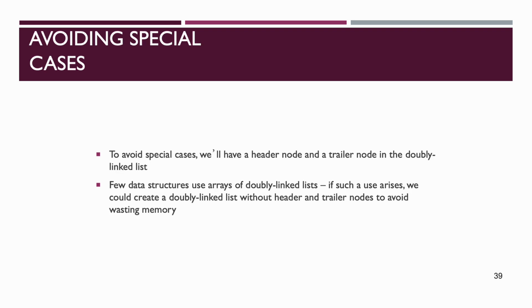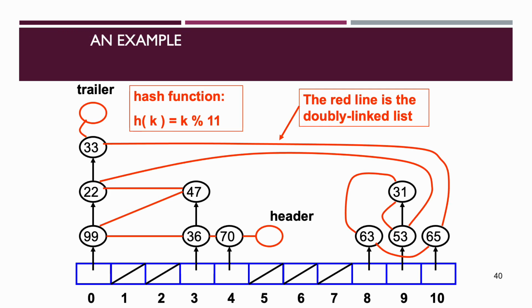So to avoid special cases, we'll have a header node and a trailer node in the doubly linked list. Few data structures use arrays of doubly linked lists. If such a use arises, we could create a doubly linked list without header and trailer nodes to avoid wasting memory. So we will now see an example of a doubly linked list. If you look here, we have a hash function, and this red line is the doubly linked list. So we have the header and trailer here.